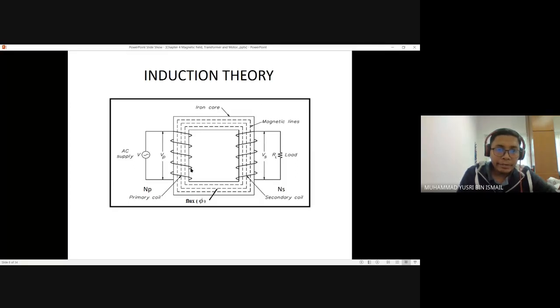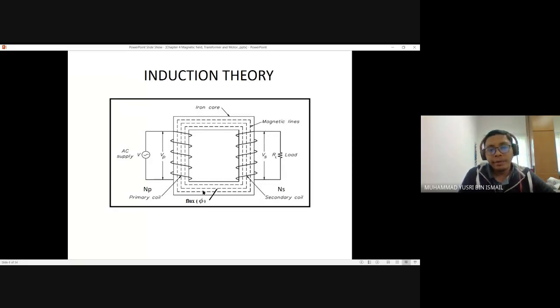If you can see, this is the transformer diagram. The main thing you must know is that it uses alternating current. It consists of two circuits, which is the circuit at the primary, with NP and VP, and then the second circuit will be the secondary. This is the number of coils.